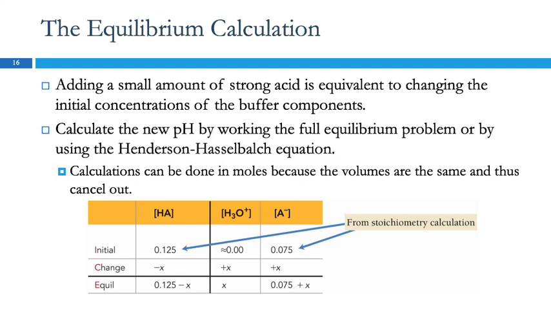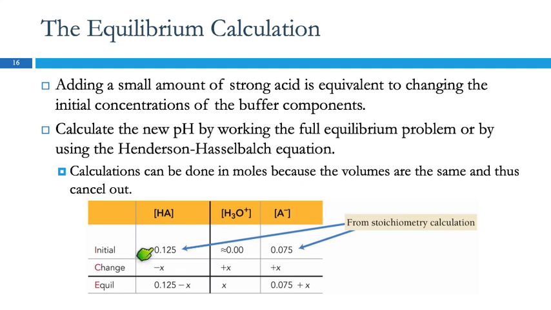So adding the small amount of strong acid is equivalent to changing the initial concentrations. So we're going to take those numbers we got from the stoichiometry problem. Those were in moles. Here we can do this calculation in moles because the volumes are all the same, so they will cancel out. You can also convert back to molarity and do it that way.